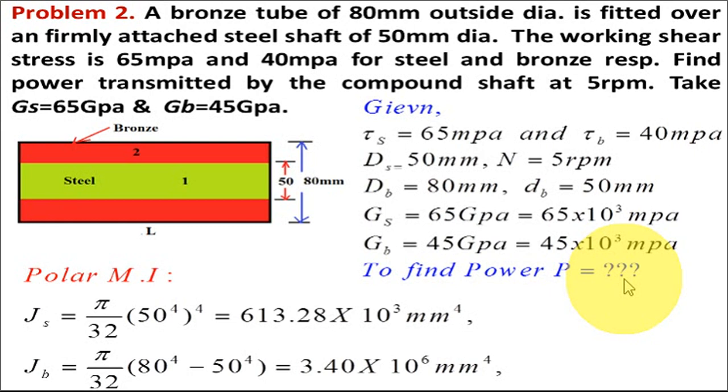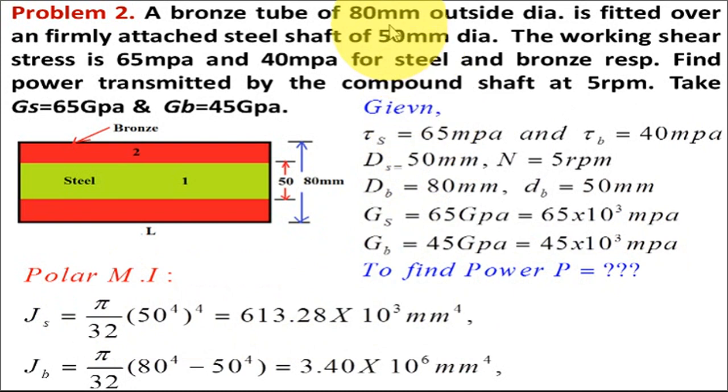Okay. So what is given in the problem? Bronze tube is given again, outside diameter 80 mm. That outside diameter means inside will be 50 mm because the solid shaft diameter is 50 mm. So write down all the given things, and here one additional thing is given. The working shear stress is 65 MPa and 40 MPa for steel and bronze. Means tau_s for steel is 65 MPa, that is N/mm², and for bronze it is 40 MPa. These diameters are given, N is given, the number of revolutions, G_S, G_B, I have transferred into MPa by multiplying by 10 to the power 3, in both the cases.